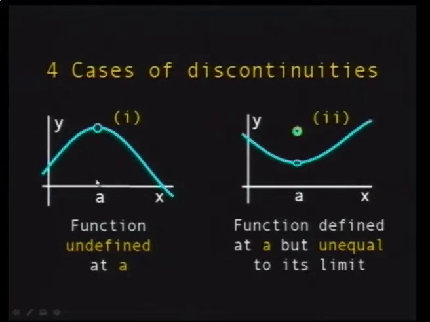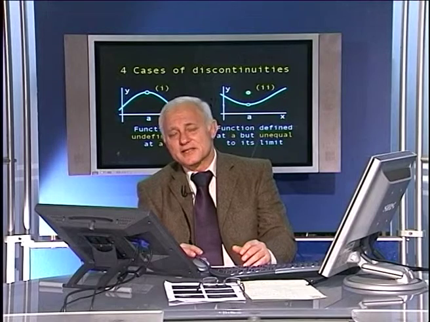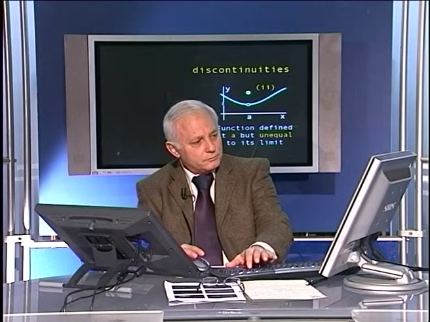Now, the second type of discontinuity is when the function is defined, like here, it has a value at the point A, yet it approaches another value. In other words, this value is not equal to its limit because the limit of the function is equal to a value somewhere here. Now this is the second type of discontinuity.